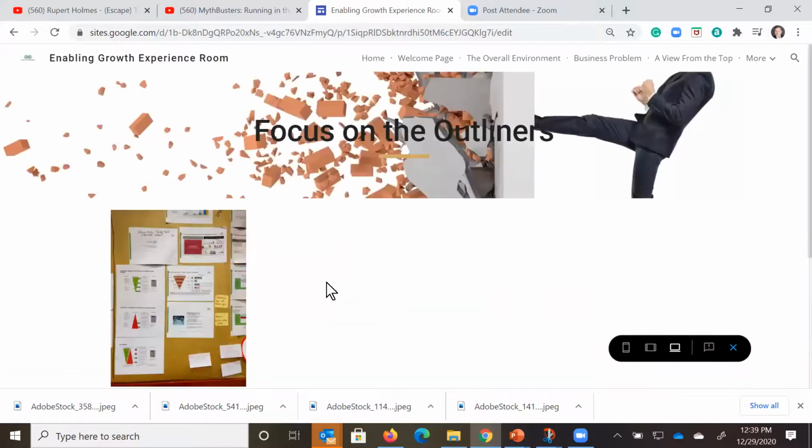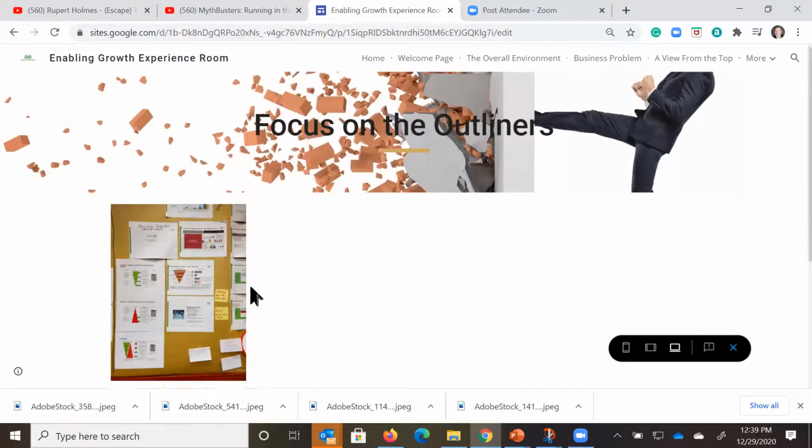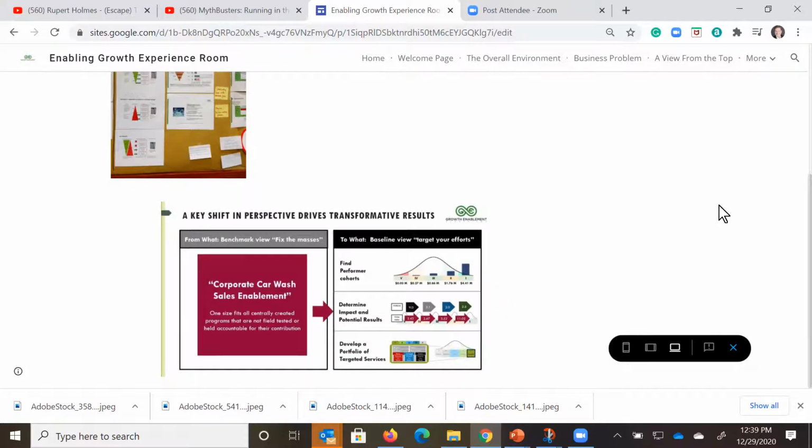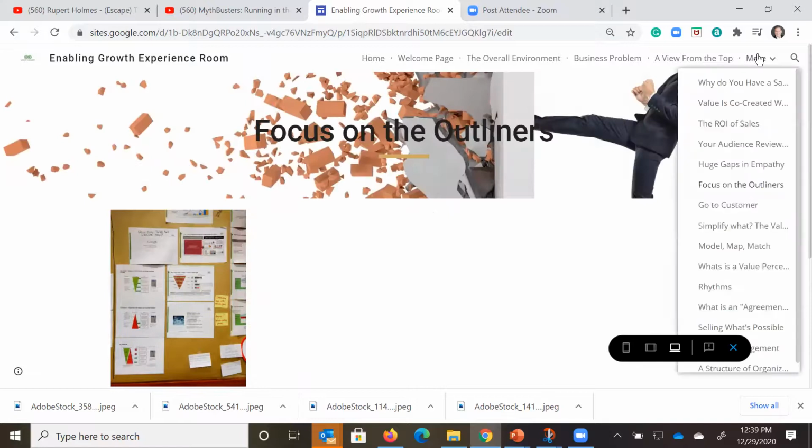Focus on outliers. So there was another section here where I had a bunch of information, readouts from different reports, different findings from different engagements that I did. You know, here's sort of a shift in terms of baseline performers, corporate car wash sales. I didn't build that module out well enough.